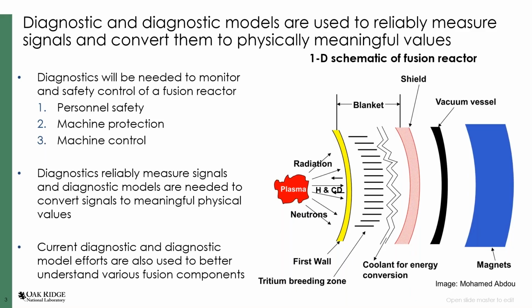So diagnostics can be used to reliably measure signals. They usually come out of some sort of digitizer or some sort of electronics. Diagnostic models are really needed to convert these signals to something meaningful and physical, so that you can understand the safety implications, the protection and control implications. In today's work, besides monitoring safety, diagnostic models are used to better understand various fusion components. That's the academic side. The goal and hope is, of course, that with better understanding, you can better design a fusion reactor and extrapolate or feed into models that can help you design a fusion reactor.